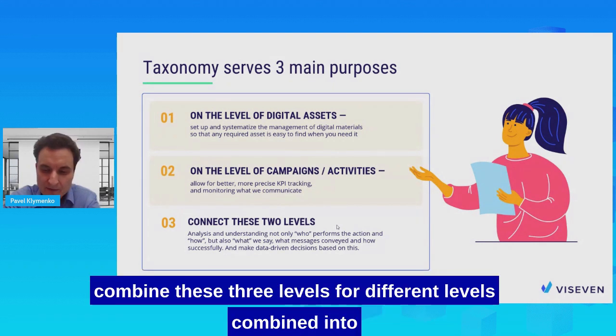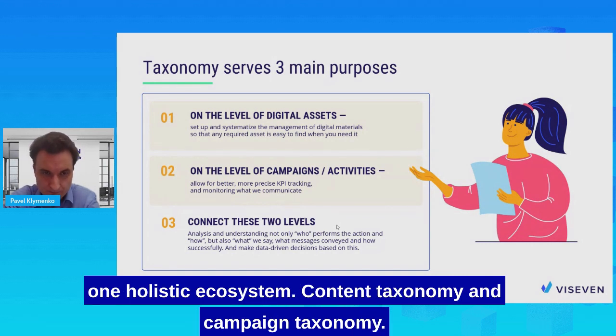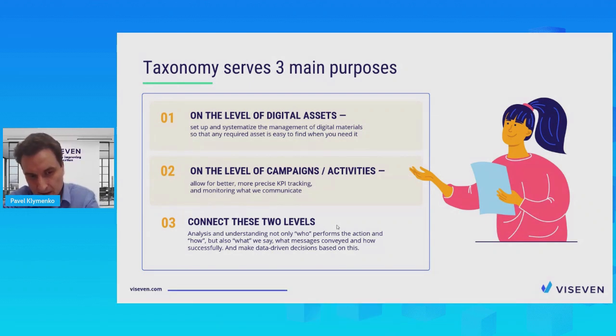And on the third level, what we need to do is combine these levels into one holistic ecosystem: content taxonomy and campaign taxonomy.